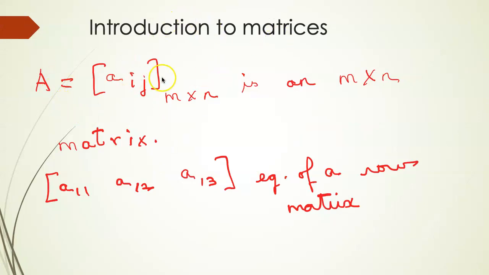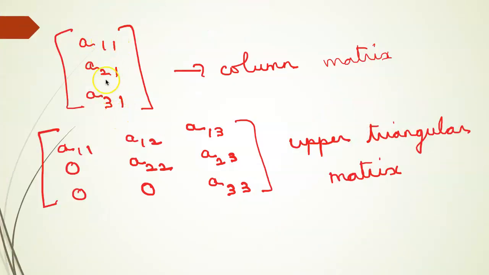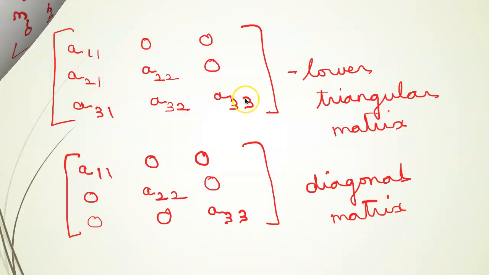So we start with an introduction to matrices. Any matrix you denote by Aij, which has m rows and n columns, so you write it as an m by n matrix. We call it m by n, though it is written as m into n. So this is a row matrix which has just a single row. A matrix which has just one column is called a column matrix. This is an upper triangular matrix where the lower triangle is 0. This is a lower triangular matrix where the upper triangle is 0. This is a diagonal matrix.